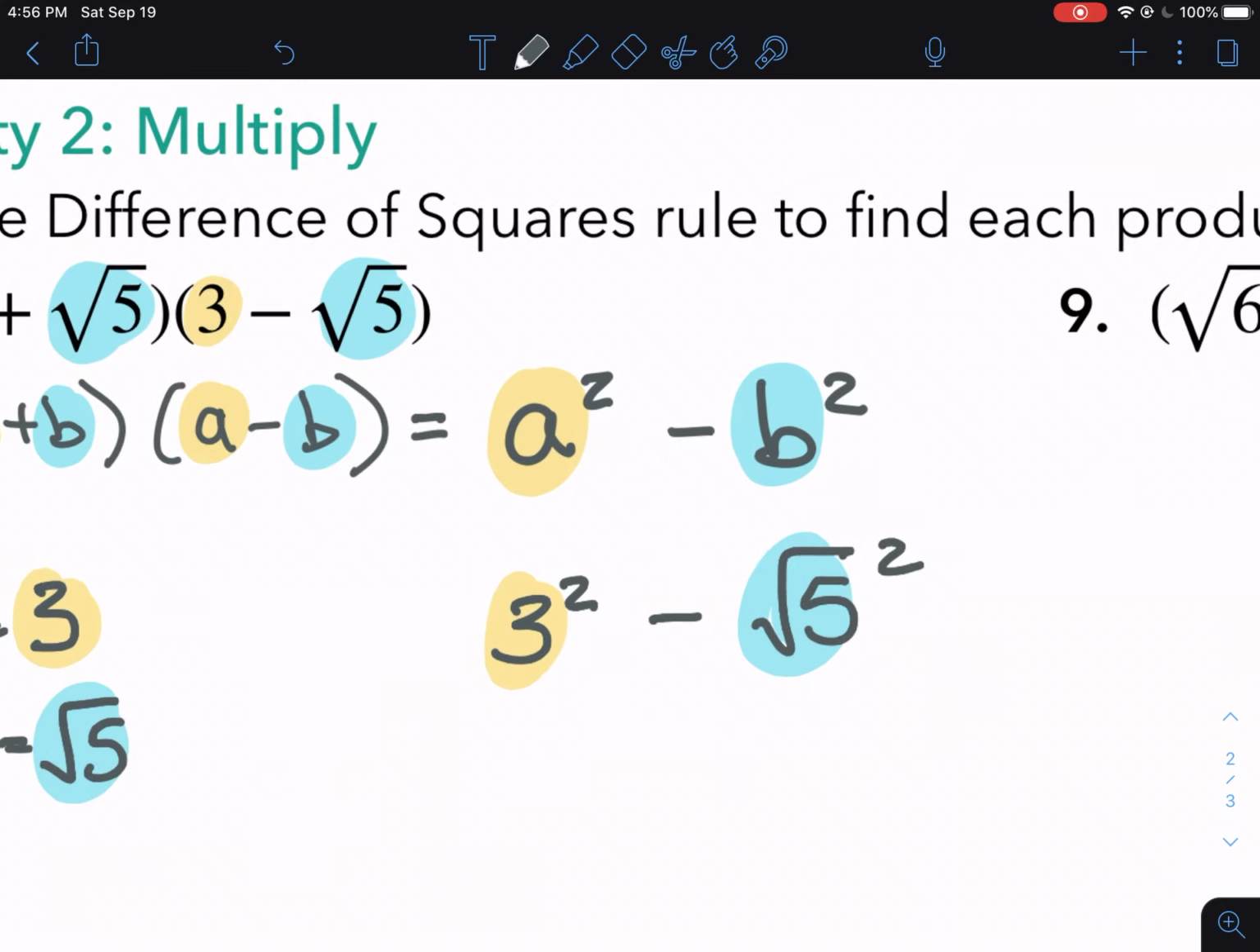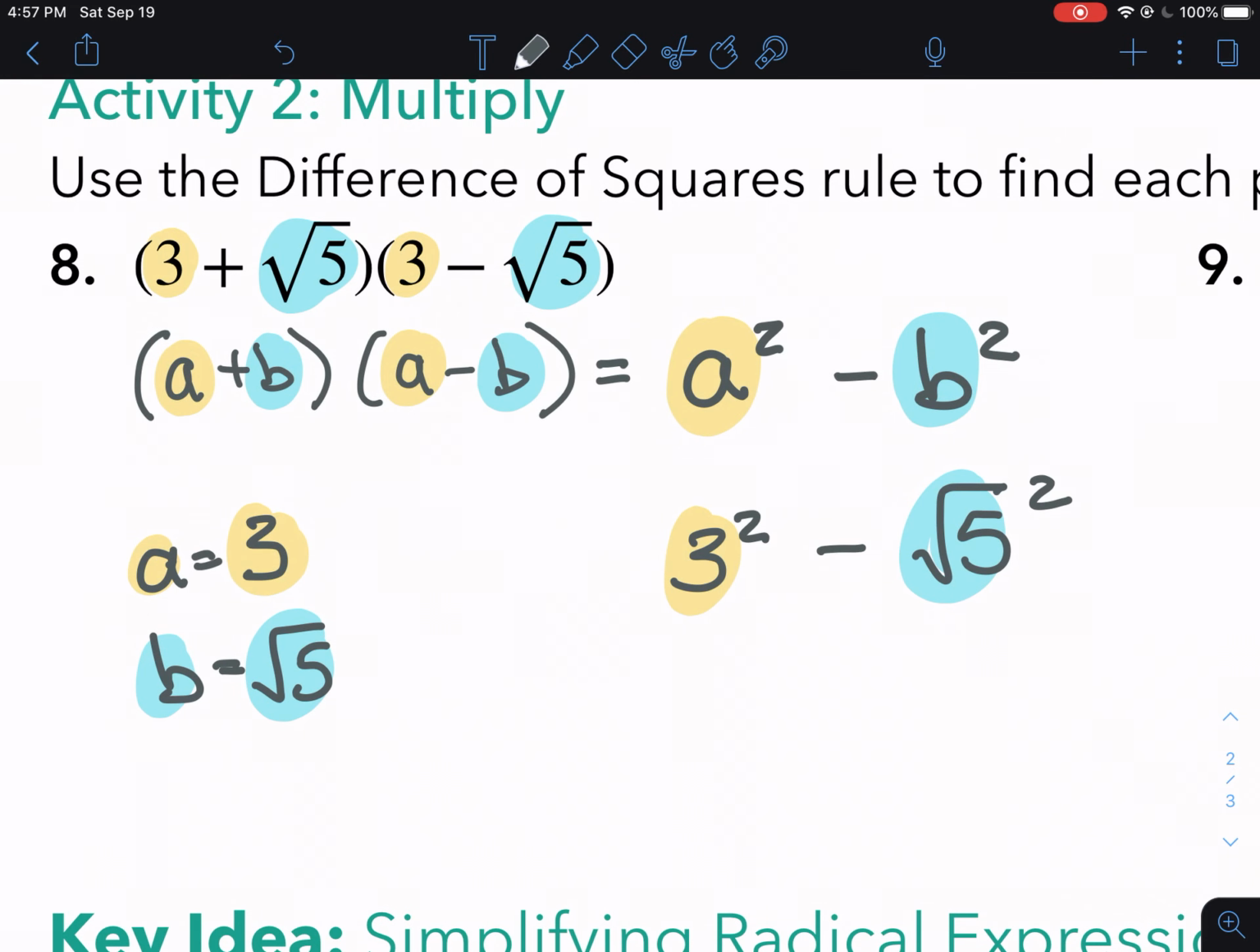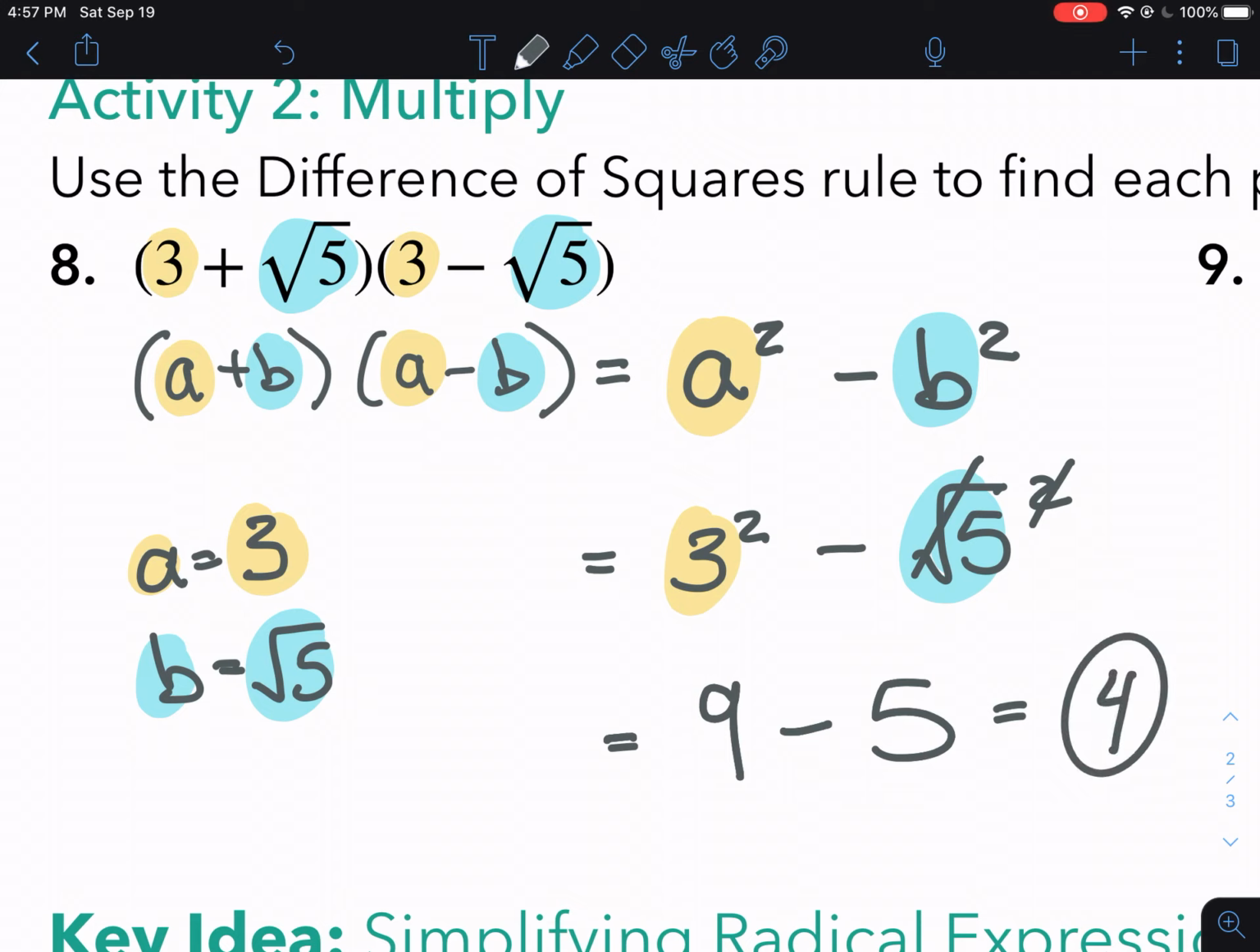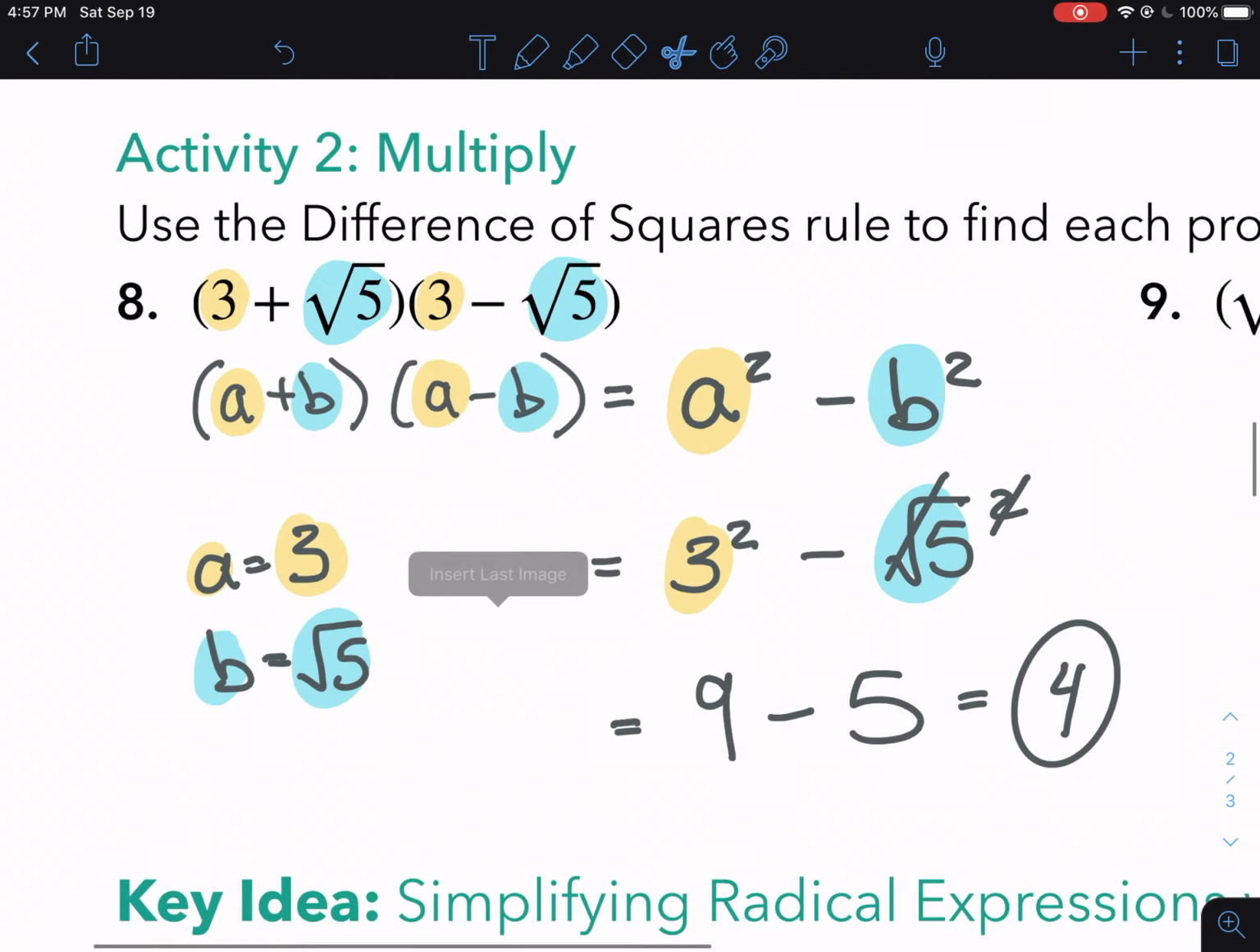Now let's simplify it a little bit. What is 3 squared? Oh, I forgot to say that's equals. 3 squared is 9. And the square root of 5 squared, guess what, guys? The square root and the square, they cancel each other out. So we just get 5. Yay! 9 minus 5 is 4. Super. So this whole expression, this whole thing right here, that's just 4. Isn't that great? See, it makes your life so much easier.